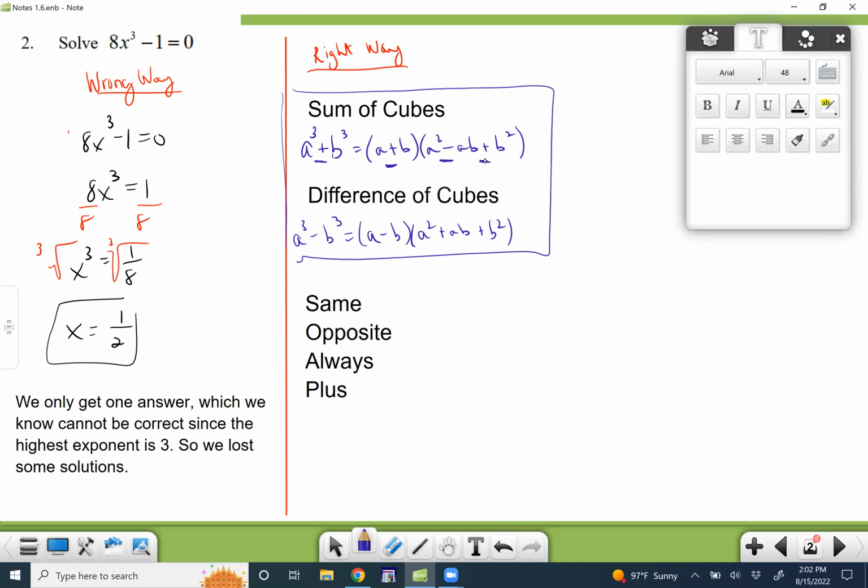Now, if you go down to the difference of cubes, the first sign should be the same as the original, minus. The second sign should be the opposite of the original. And the last sign is always plus, no matter what. Okay.